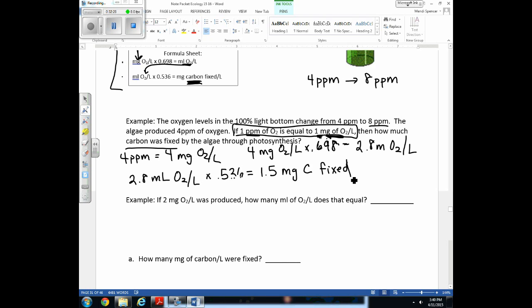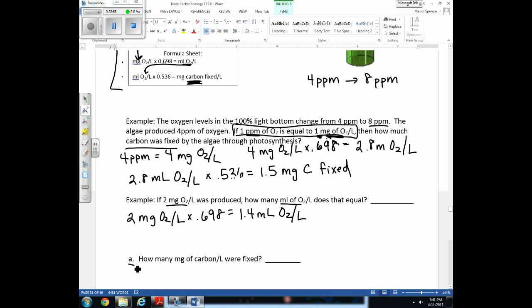So let's just do one more problem to practice working with those equations. It says, if 2 milligrams of oxygen per liter was produced, how many milliliters of oxygen does that equal? So if you look at the units, that's just that first equation. So we're going to just plug in our numbers. 2 milligrams of oxygen per liter. We're going to multiply by 0.698. Gives us 1.4 milliliters of oxygen.